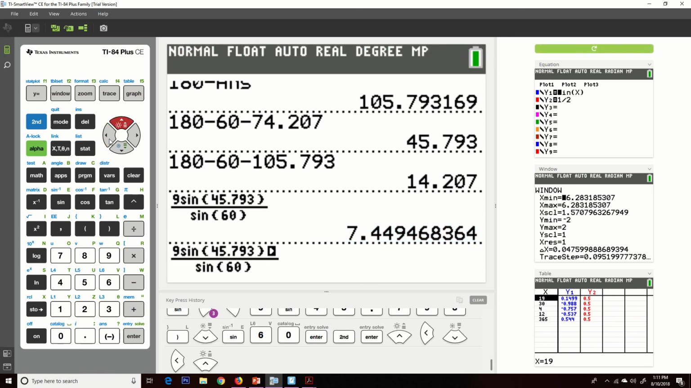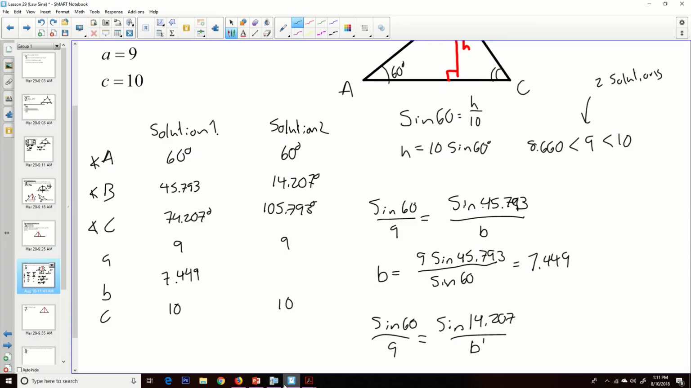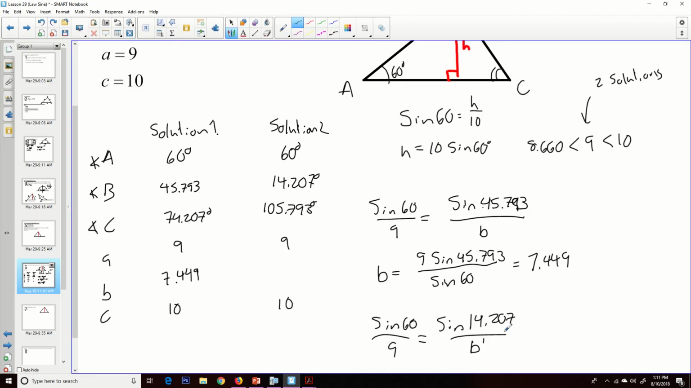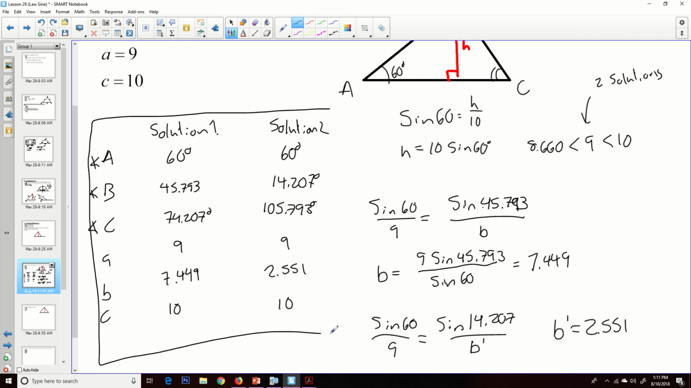Up, over, and hopefully it'll just let me type over. It'll be 14.207. Is that right? 14.207. Yeah, okay. And so I hit enter. I get 2.551. And so b prime is 2.551, and that is my answer.